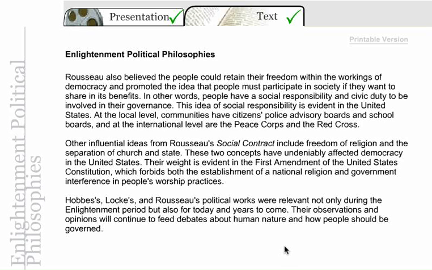So that's pretty much all I wanted to talk about related to these different Enlightenment theories. But Hobbes, Locke, and Rousseau all talk about this idea of the social contract and their observations about how it should work.